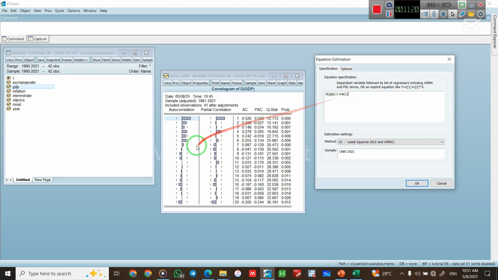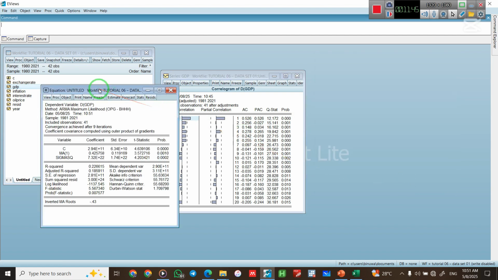And let's say for the moment that there was another lag that was significant in here. Let's say lag number 10 was significant, then you would have to type MA10, right? But for the moment, in this case only MA1 is significant, so I will press OK now. So you will come up with the results.